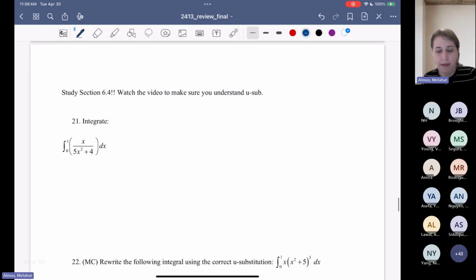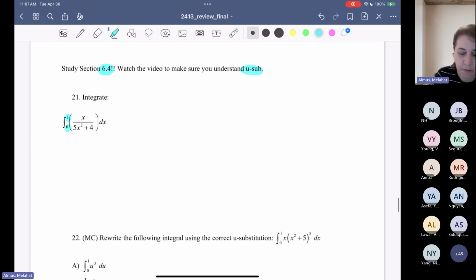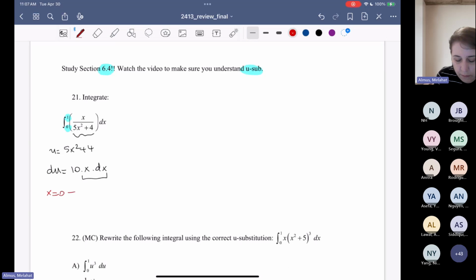Okay. Now, 6.4, u sub, very important. You have to know. Here is a definite example. We practiced this in class last week, very similar problems. This is u sub with u equals denominator. First, figure out what the derivative is. And we also like switching our boundary, the limit, so figure out the corresponding values.